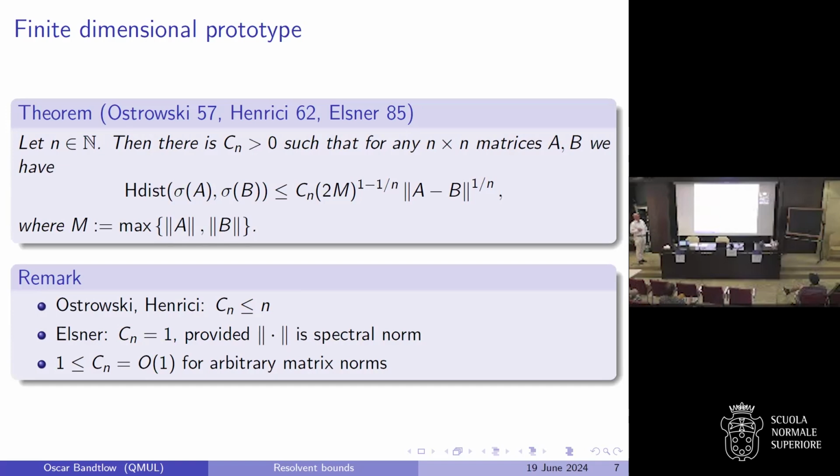That is, for any n times n matrices A and B, we can bound the Hausdorff distance of the two spectra of A and B, that is simply the set of eigenvalues of A and B, by this expression over here. Okay, let's look at this expression. What does it contain? First of all, it contains the difference in operator norm of A and B raised to some power 1 over n, where n is the size of the matrices.